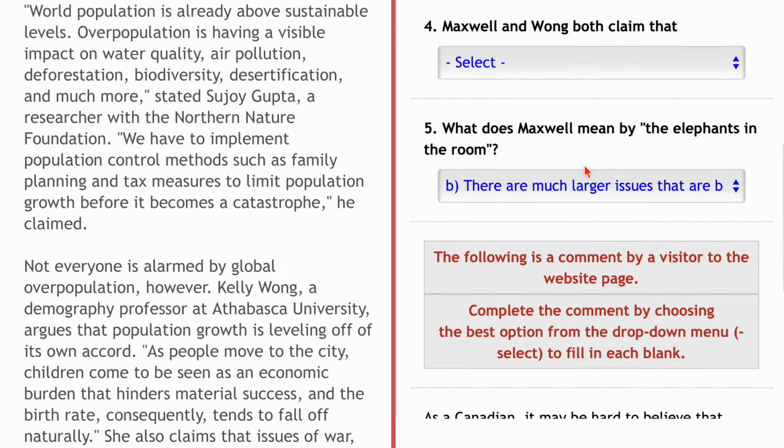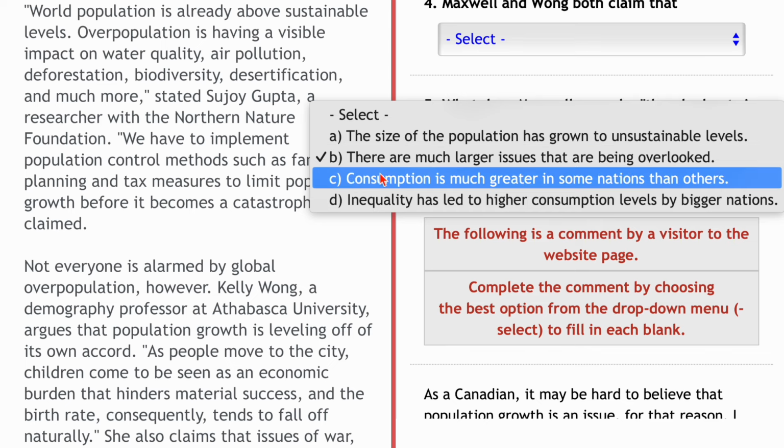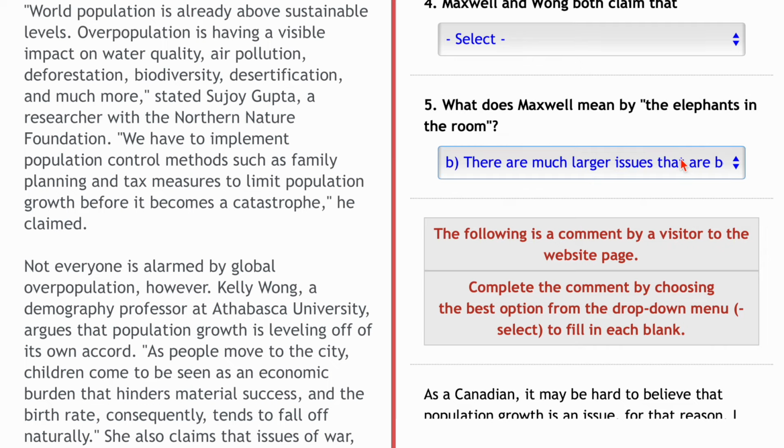Now, another way is there are much larger issues to consumption and inequality. Now, C focuses only on consumption, not really inequality. And also, it's true, greater in some nations than others, but it doesn't really mention being overlooked here. That's why it's not C. Okay, very interesting. Okay, so we read everything. We got 5.